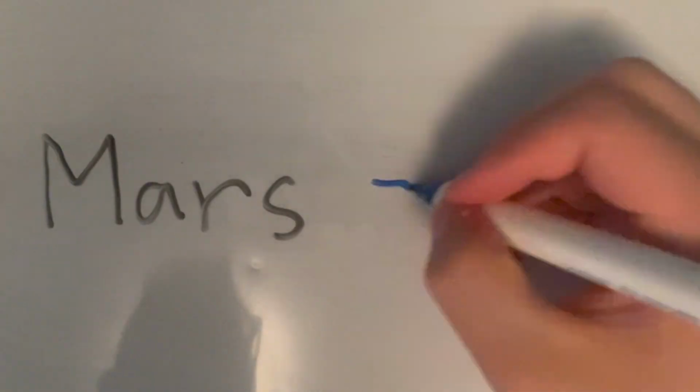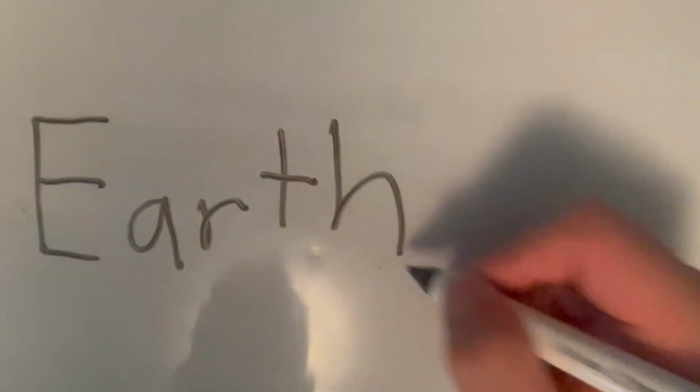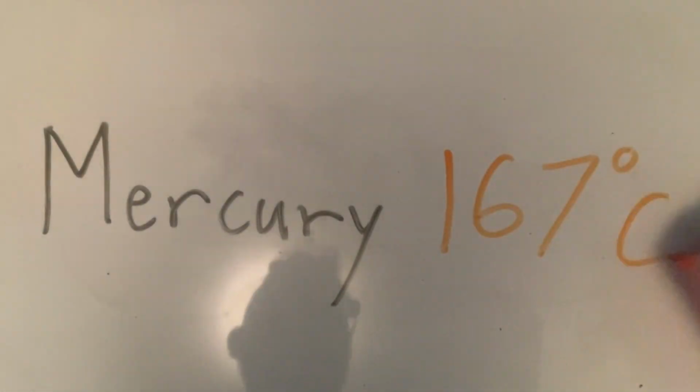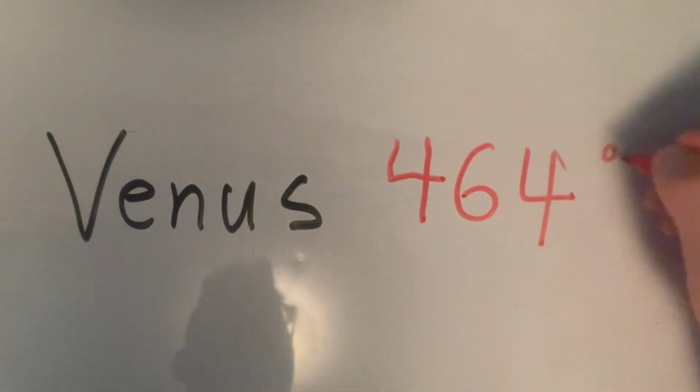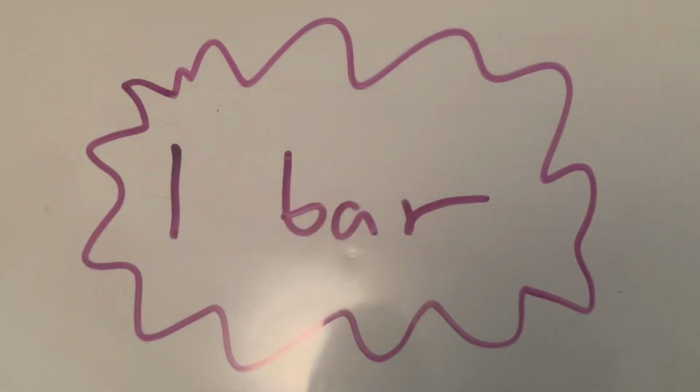Mars, -65 degrees. Earth, 15 degrees. Mercury, 167 degrees. Ending with a boiling 464 degrees for Venus. For the gas giants, the average surface temperature is taken at the 1 bar pressure level in the atmosphere, equal to the sea level atmospheric pressure on Earth.